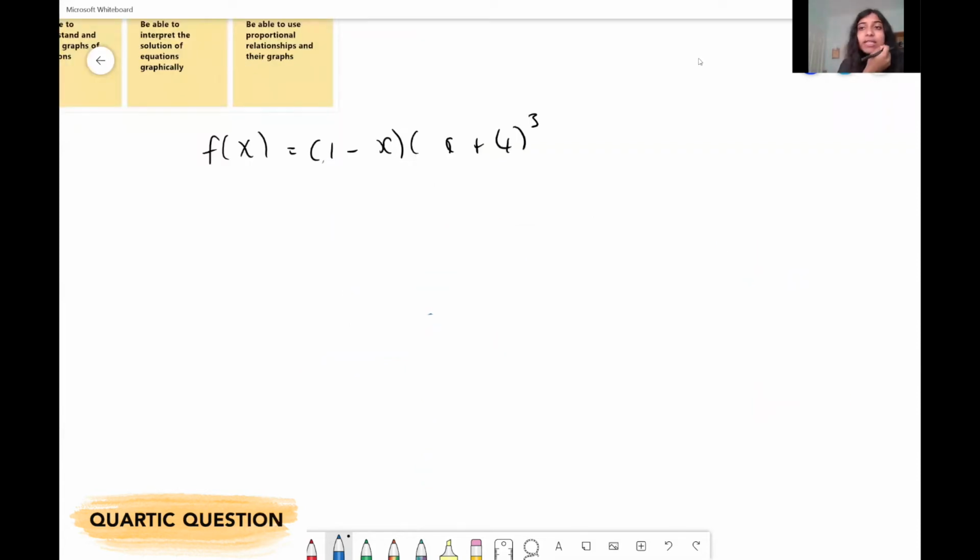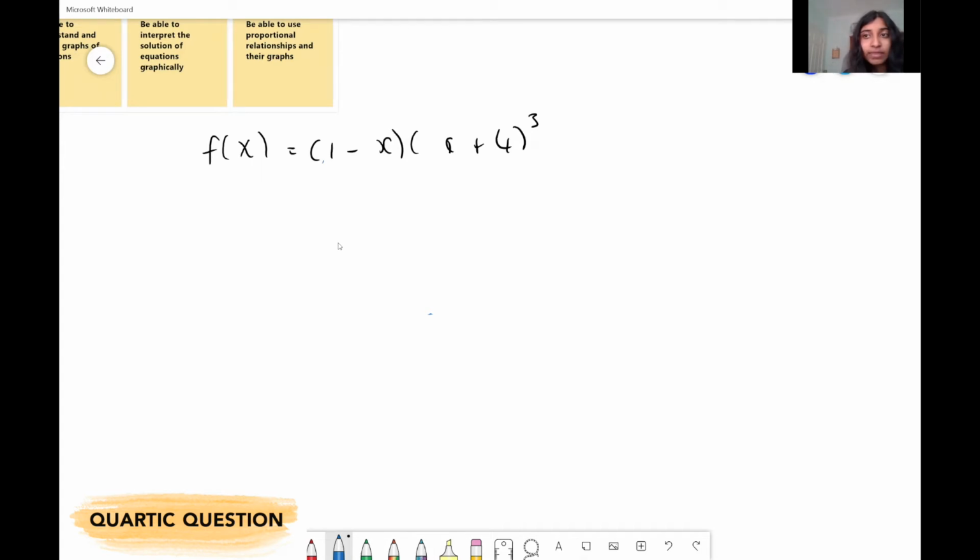I have a practice question here, so feel free to pause and try it out for yourself. So you have f(x) equal to (1 minus x)(x plus 4) to the power 3, and you want to try and draw the graph. So we know that this will be a quartic, as you'll have x to the power 3 here, but then you also times x, so you would have x to the power 4. But because this is negative x, you'd have negative x to the power 4. So the graph will start from the bottom and end somewhere at the bottom as well.